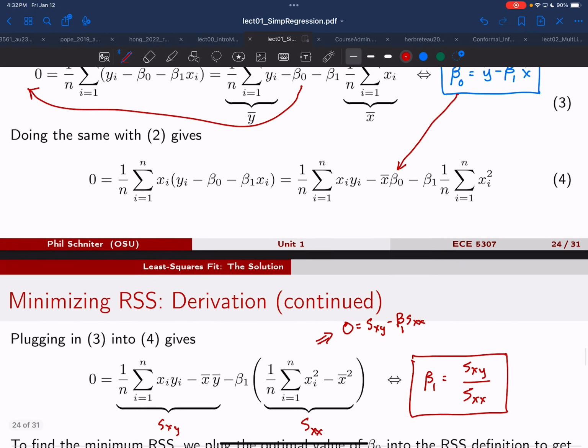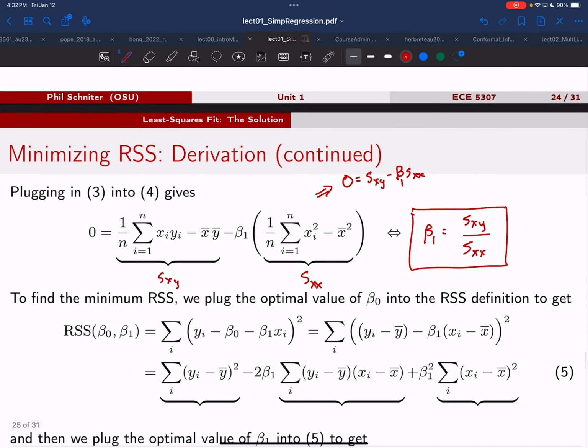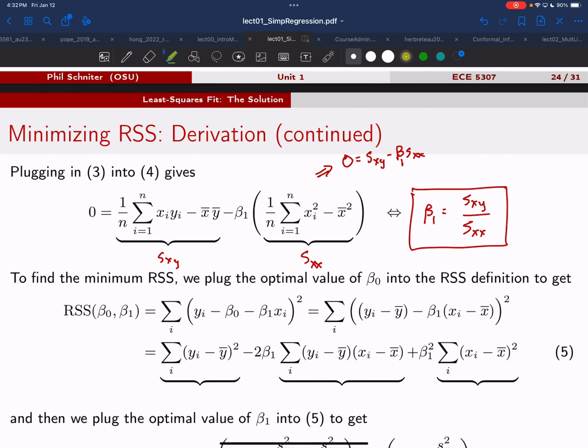Any questions on this last part? Okay, there's one more thing we can do, which is figure out what the minimum RSS is. Let's find that value. We start with our RSS expression, and then for beta 0 we plug in y bar minus beta 1 x bar. So that gives us these new terms.